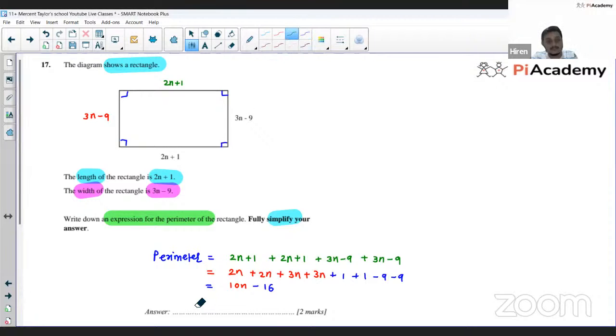As you can see, if you are getting this answer, then you are going to get 2 marks. Congratulations to those who got this as the answer. You can mark 2 marks in your answer sheet.